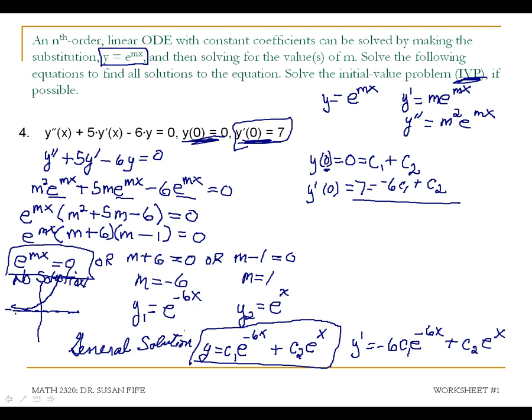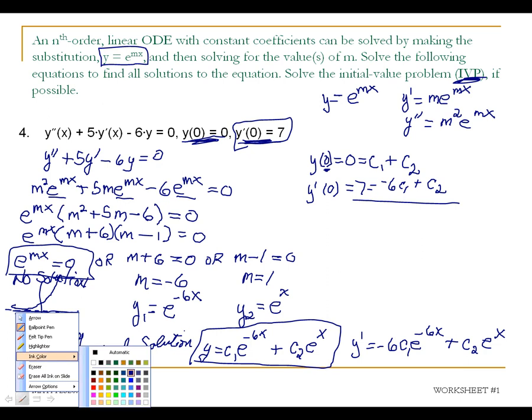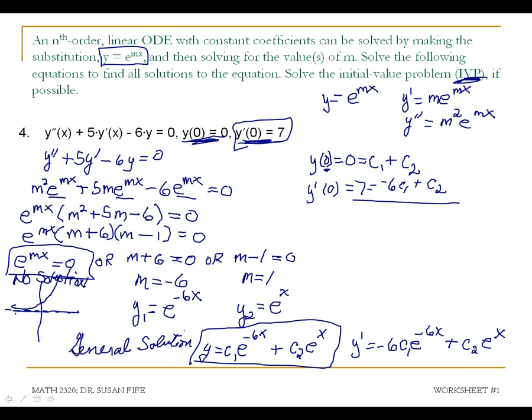I'm going to solve these by changing my ink color. I'm going to multiply this first equation through by a negative 1. So I get negative, negative, negative. And then I'm going to add these together. And that's going to give me 7 is equal to negative 7 c1. And the negative c2 and the positive c2 cancel. And if you divide by negative 7, you're going to get c1 is equal to negative 1.